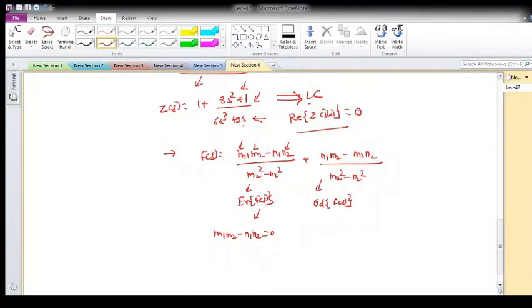So if this is the case, then I cannot write the product m1 m2 equal to n1 n2. This is not valid, because if I write m1 m2 as a product and substitute s, it will give me a constant value. So at that time the real part of this is 0, which means the real part of F(jω) is 0.